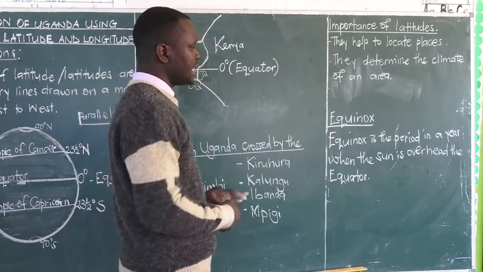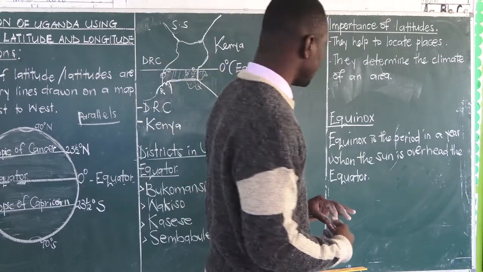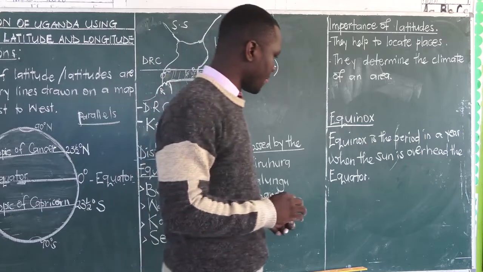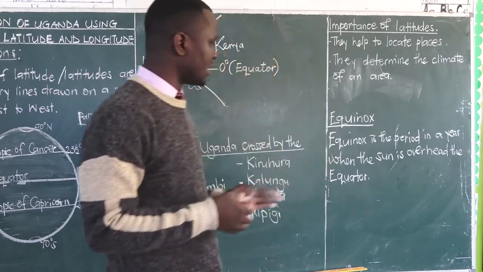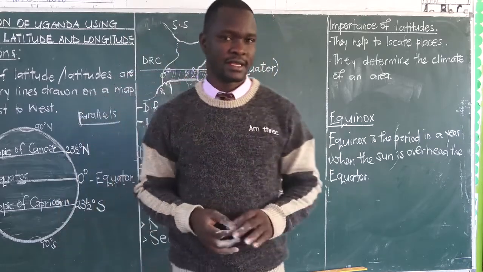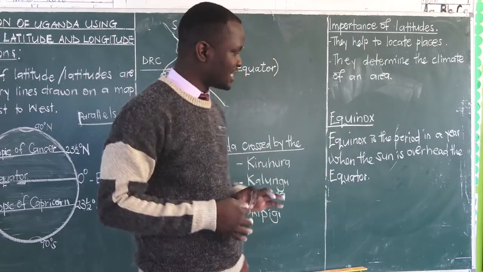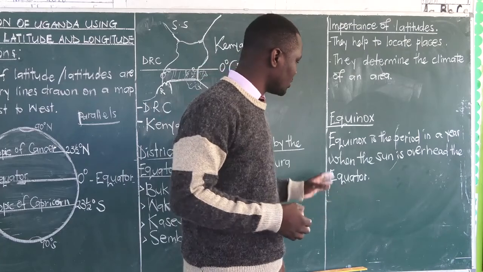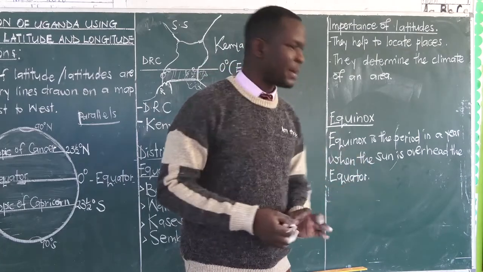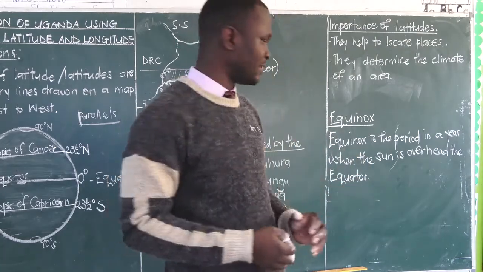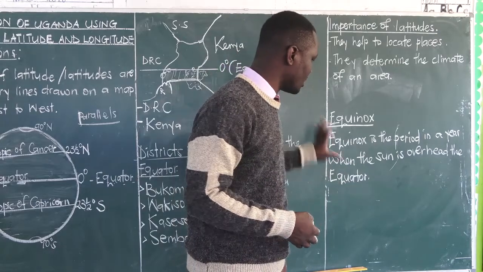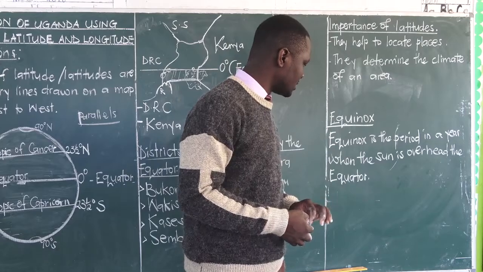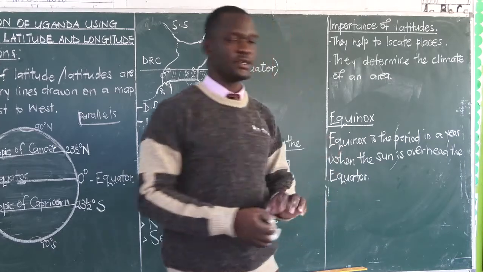The period in a year, or we say it is the time in the year when the sun is overhead the equator. This causes equal length in days and nights. That is what we can understand here in our primary 5 class. However, when you continue, when you reach upper classes, like when you reach primary 7, we shall now understand more about this. But for now, this is what you need to understand as the definition of equinox.